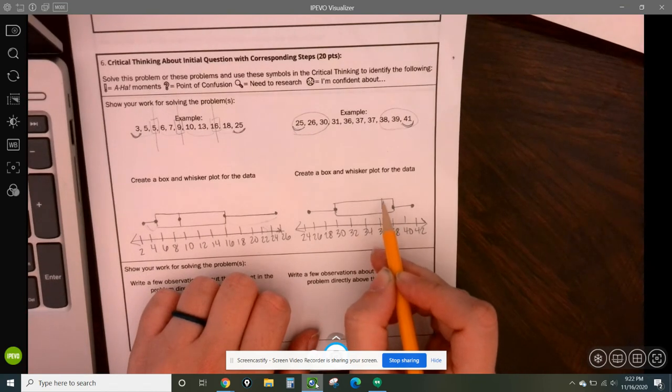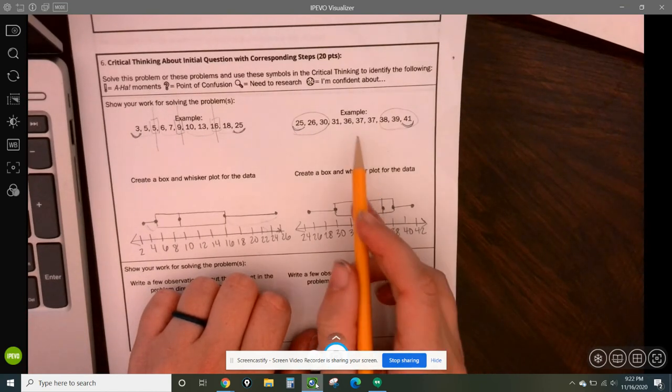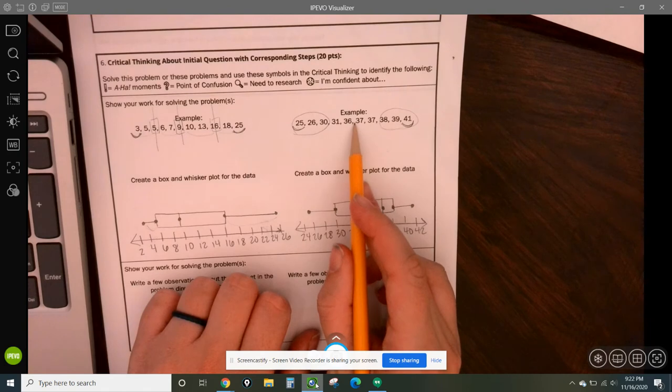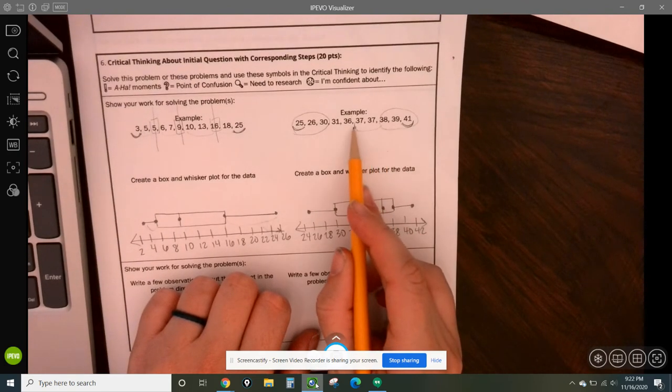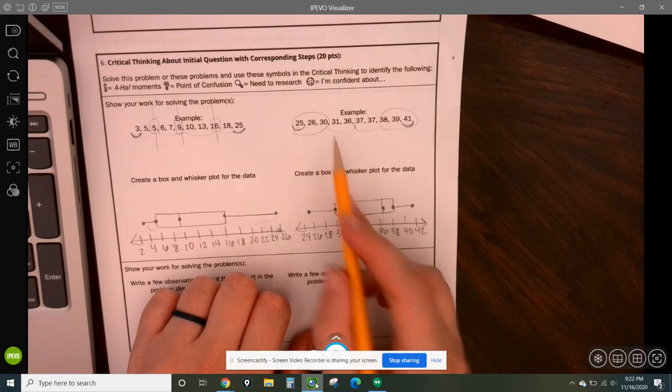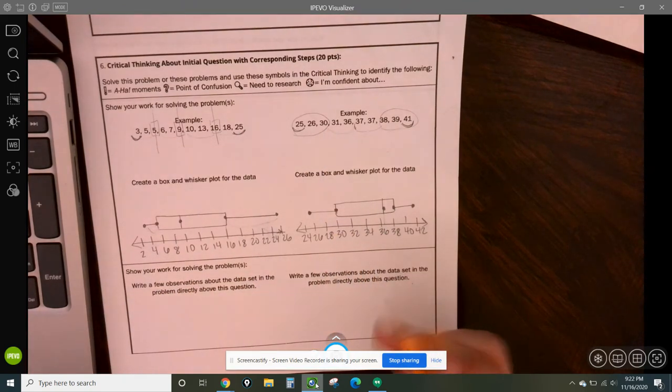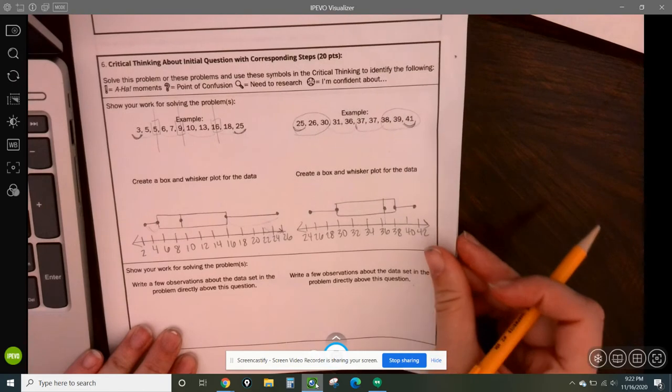And the reason that dot and that line is so far away is because the median here was 36.5, which is pretty darn close to 38. But it's kind of far away from 30. So anyway, these are all observations that you could write down. So take a minute, pause, and write one of those down.